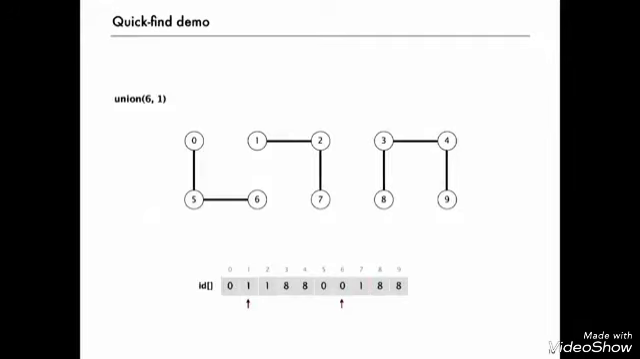And union 6 and 1, so now there's 3 entries that have to get changed. All those zeros have to get changed to 1s. So that's a quick demo of Quick Find. Now next we'll look at the code for implementing that.